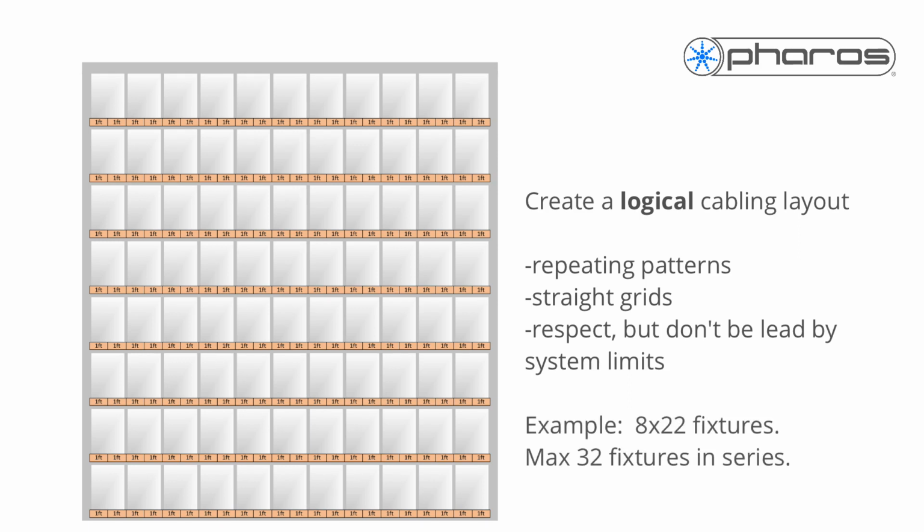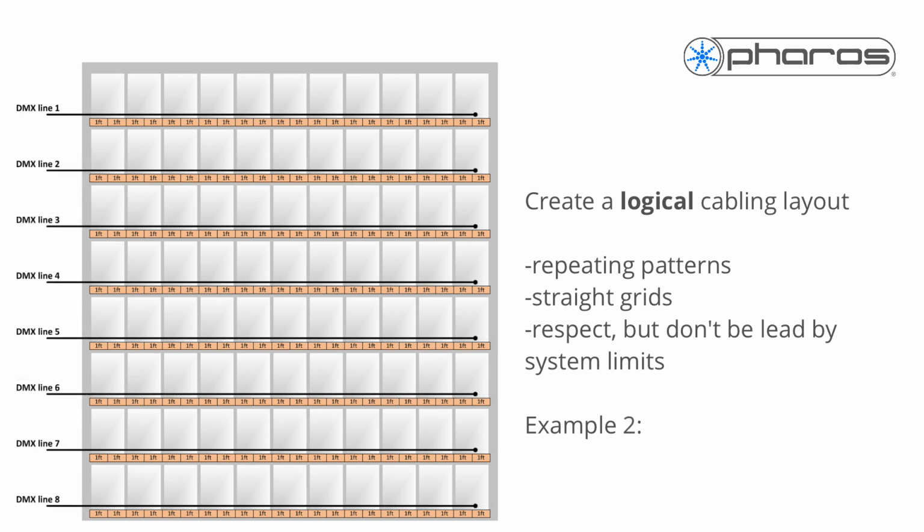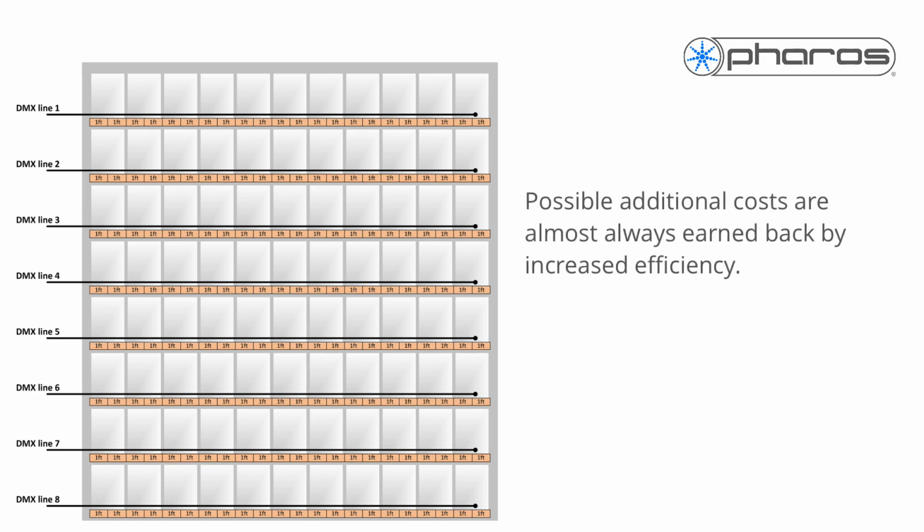Take this example with 8 rows of 22 DMX fixtures. The specification enables 32 fixtures to be connected in series. Following this limitation my cabling will look like this. This is not very easy to understand. If I was to wire this for simplicity, it will look like this. A much cleaner, simpler layout, so less likely for mistakes to happen. Additional costs for a few power supplies or nodes are typically earned back due to increased productivity in the rest of the process.